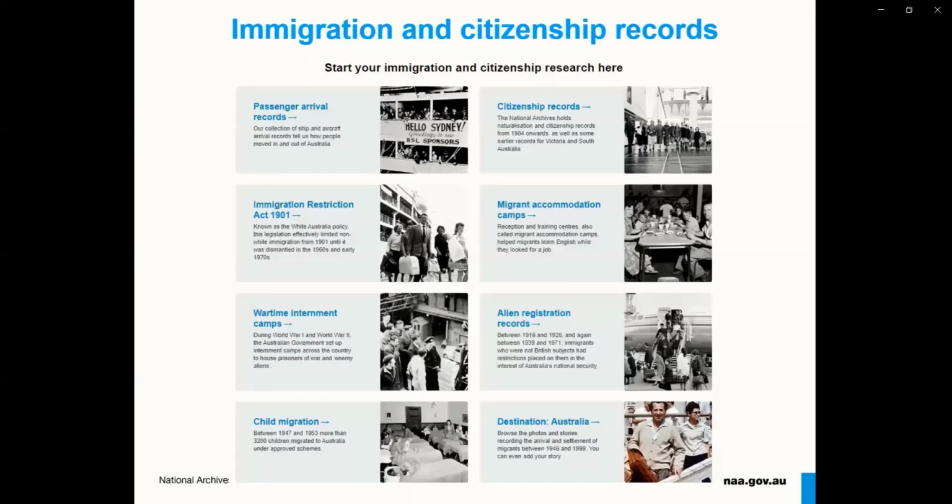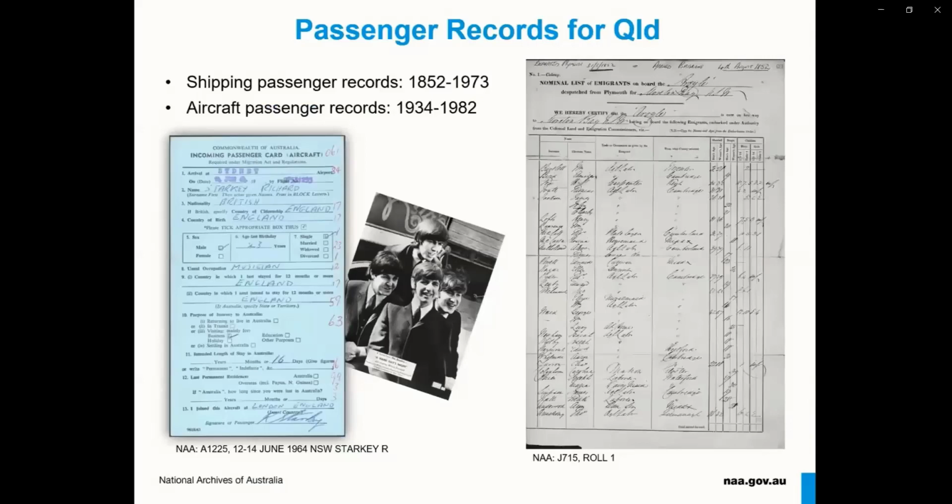Passenger lists and passenger cards are a valuable source of information as they provide evidence of a person's arrival into Australia. The Brisbane office holds passenger lists from 1852 up to 1982, and these include arrival by ship and air. Later dates can be found in our Canberra office. Lists that predate the archives' holdings may be held by the Queensland State Archives and the State Library of Queensland.